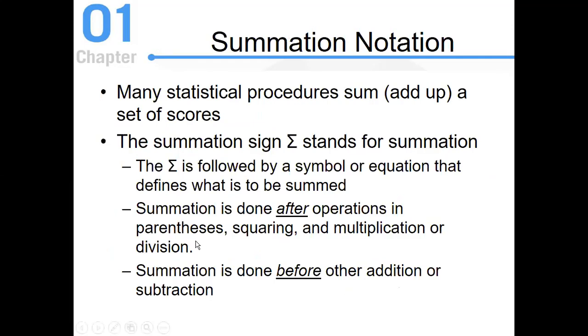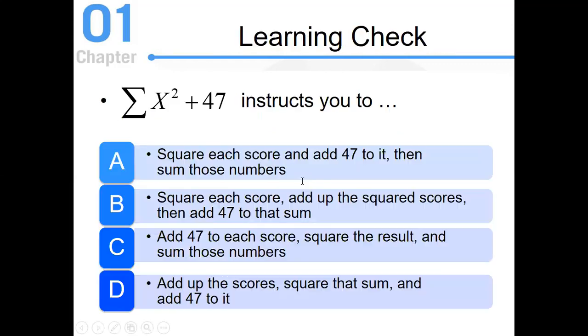The summation sign is huge in statistics. Many of our procedures are going to require us to add up a set of scores. Whenever you see this weird looking symbol, the summation sign, it means that you need to add up everything that comes after it. So just keep in mind that here we have the symbol, followed by an equation of what's to be added up. This is the order of operations stuff I'm talking about.